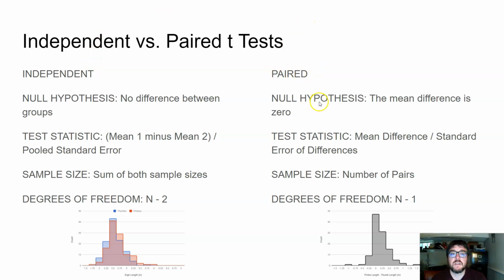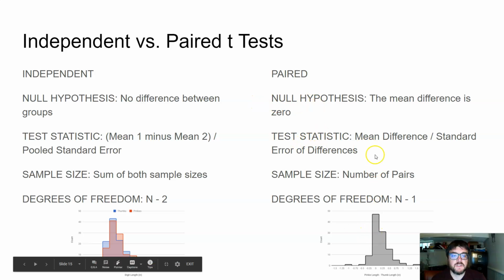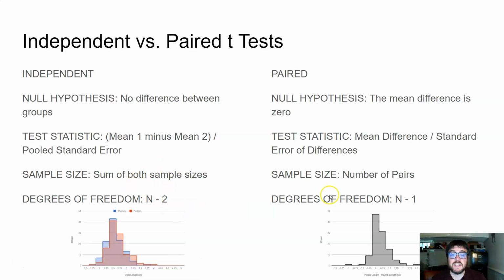Paired samples t-test, the mean difference is 0 is our null hypothesis, the test statistic is the mean difference divided by the standard error of the differences. So the differences, that's a new variable. Sample size is the number of pairs. So that's one big change; in the independent test, the sample size is the sum of both sample sizes. So that's one big change, is that the paired test has a much smaller number of degrees of freedom. But that's okay because you should be more sensitive.